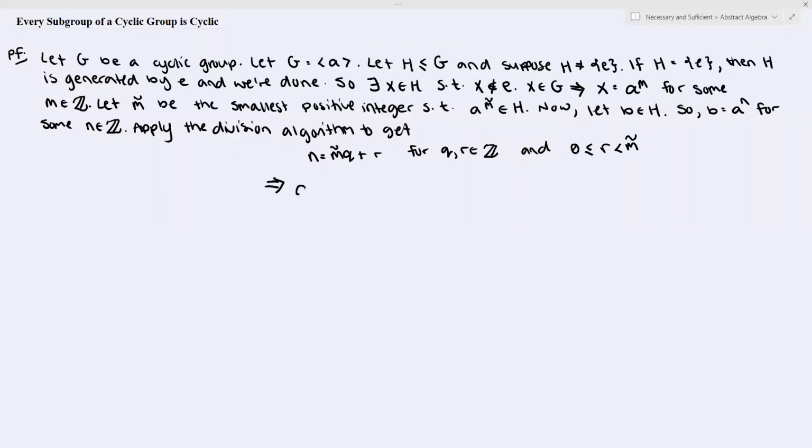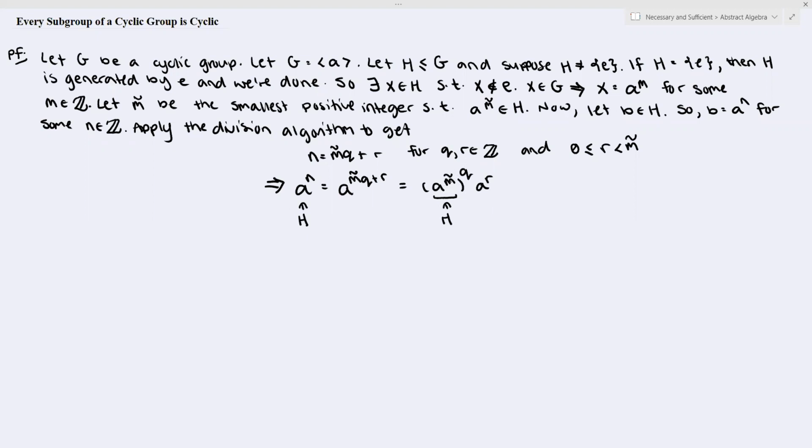So now we know that N is equal to this expression on the right. This implies that A to the N, which is our element B in H, is equal to A to the M tilde Q plus R. Using exponent rules, this is the same thing as A to the M tilde to the power of Q times A to the R. Now remember, A to the N is an element of H, and A to the M tilde is an element of H. So if I take it to the Qth power, this still is in H because H is closed. And also because H is a subgroup, it's closed under taking inverses.